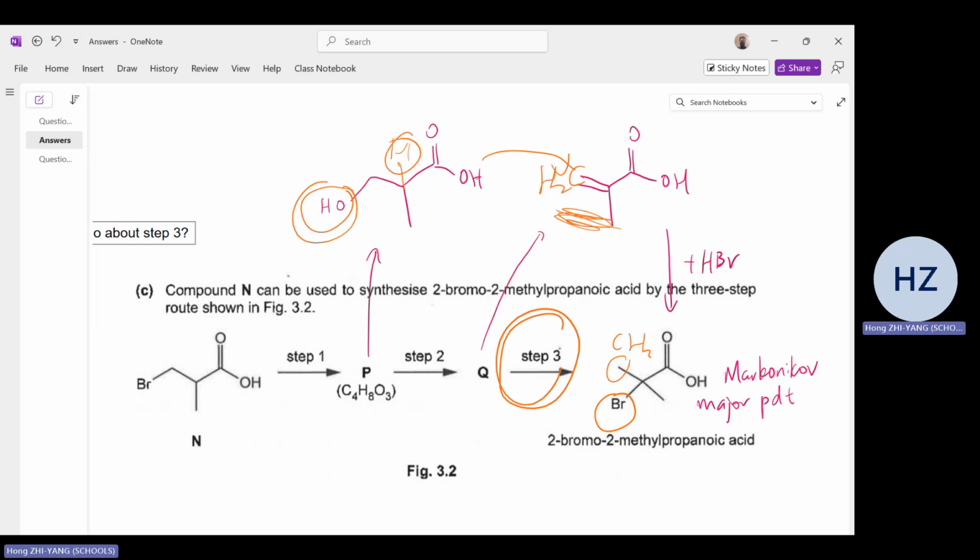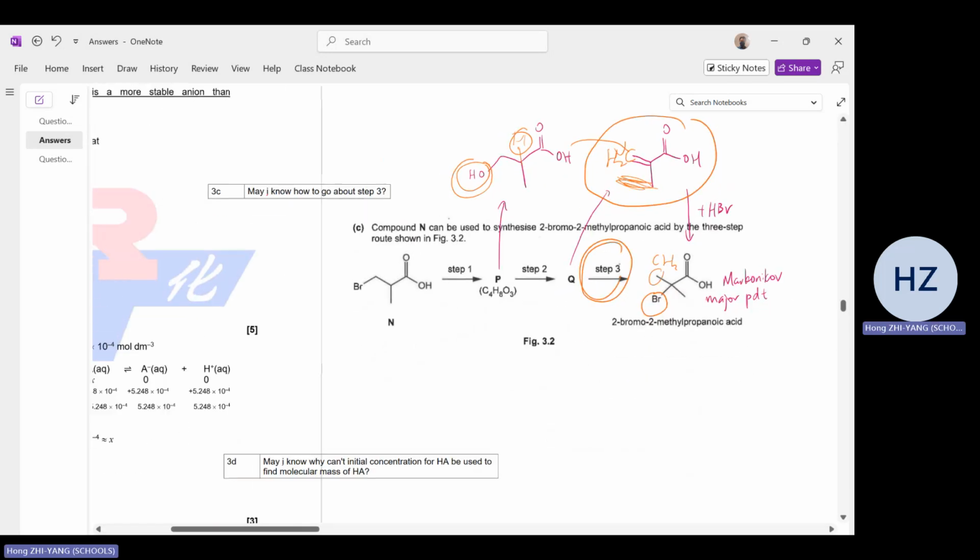What's Markovnikov rule? Oh, long time never hear already. Okay, so yeah. How do you do it? Yeah, electrophilic addition. The problem is, if you're asking this question, is do you even get compound Q correct first? Because if you don't get it, then you cannot see it. Okay. Right. Next.